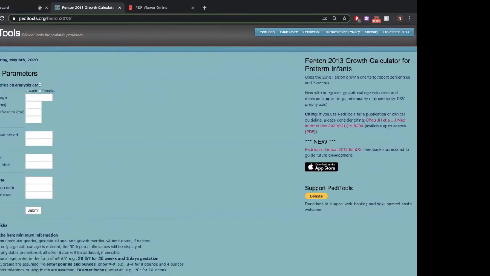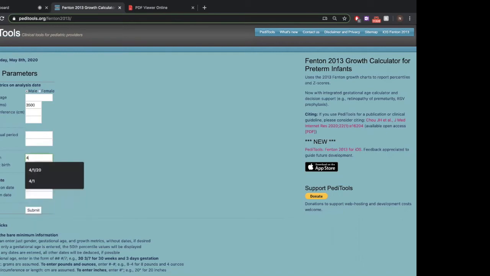And we have a male. Let's skip this box. The weight in grams this time is 3,500. We're actually not going to fill out the head circumference or the length because we don't need that for this part of the question. We're just looking at weight. And we're also skipping the last menstrual period and the due date.